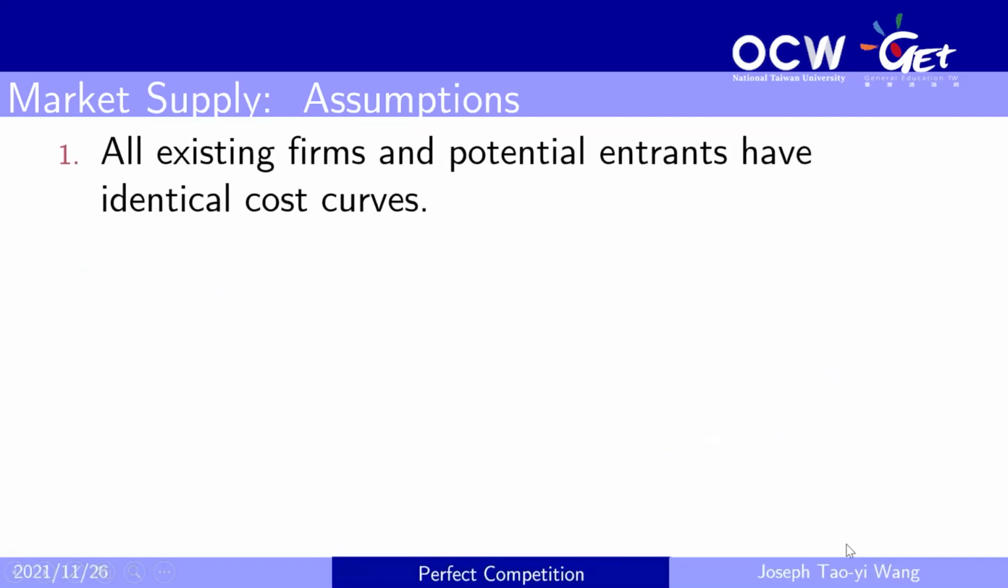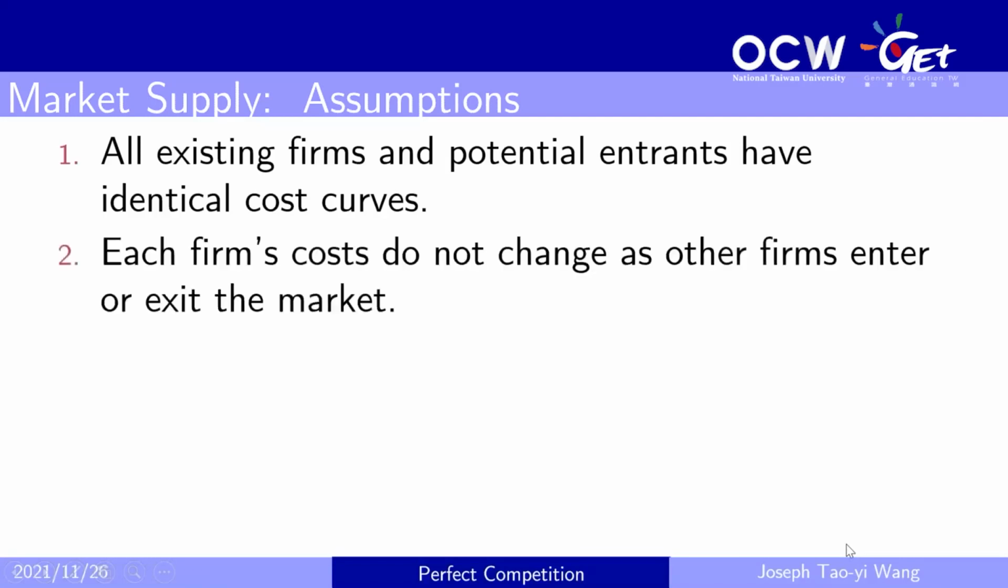Now we'll look at how you can aggregate this to get market supply. Here we're going to make a couple assumptions. The first one is that all existing firms and potential entrants have the same cost curves. You can think of counterexamples of this very easily, but this is the simple assumption. Everybody has the same cost. The cost curves are the same for all of the firms. And each of the firms' costs is not affected if other firms enter the market. So these are the two assumptions we're going to make.